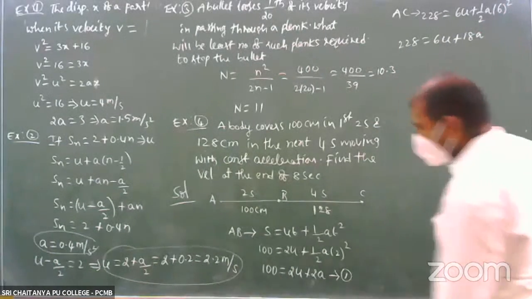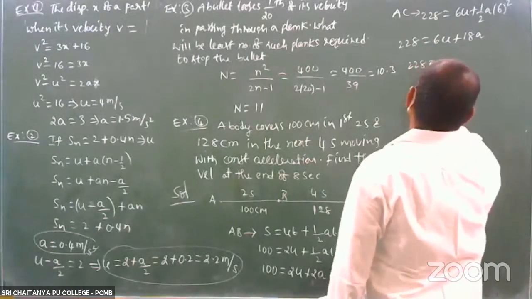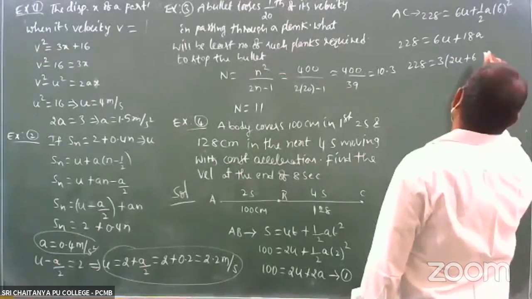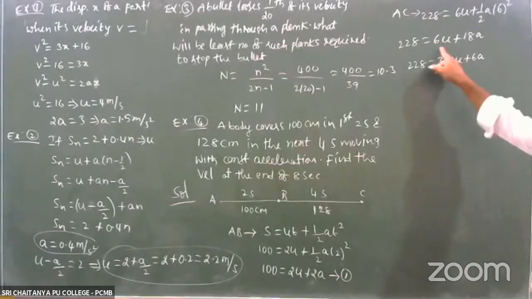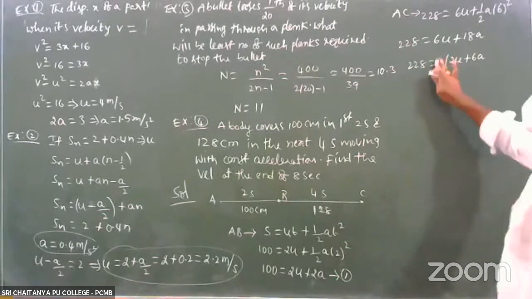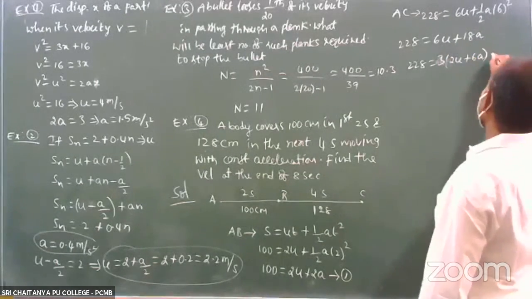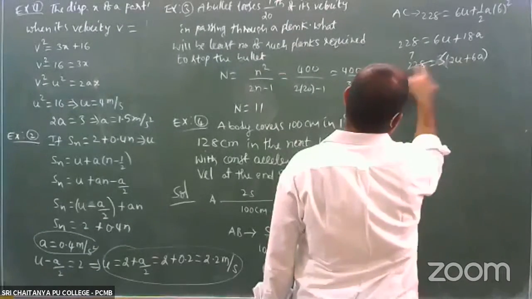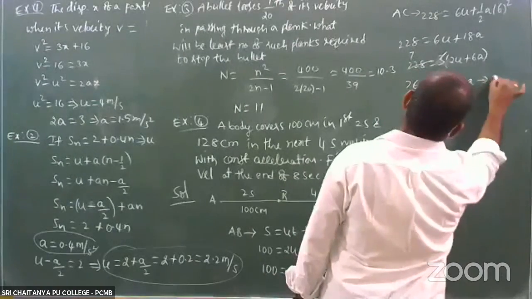18A. Here you can take 3 common. 228 is equal to 3 common, 2U plus 6A. Or you can take 6 also common. It will get cancelled with 6 or not. 6 thrice 18. Yes, better to take 3 only. 3 sevens 21, 76 is equal to 2U plus 6A. Make it equation 2.